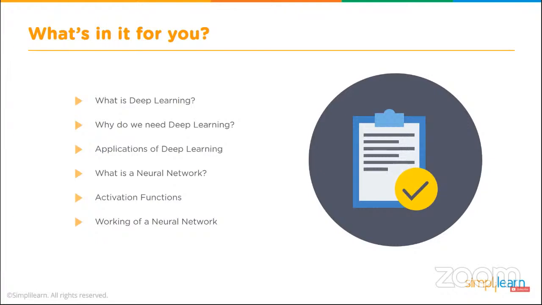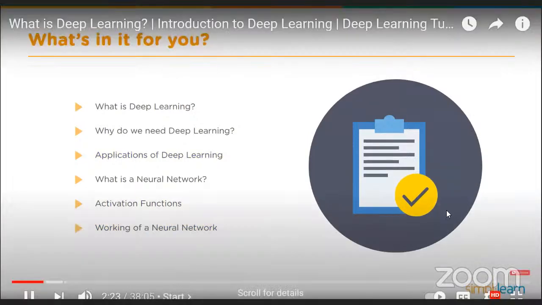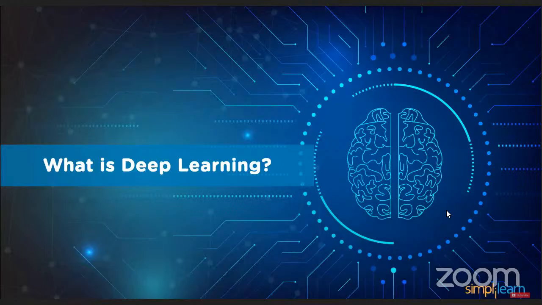Our agenda looks something like this. What is deep learning? Why do we need deep learning? And then what are the applications of deep learning? One of the main components, the secret sauce in deep learning, is neural networks. So we're going to talk about what a neural network is and how it works, and some of its components, for example the activation function, the gradient descent, and so on and so forth. So that as a part of the working of a neural network, we will go into a little bit more detail on how this whole thing works. So without much further ado, let's get started.